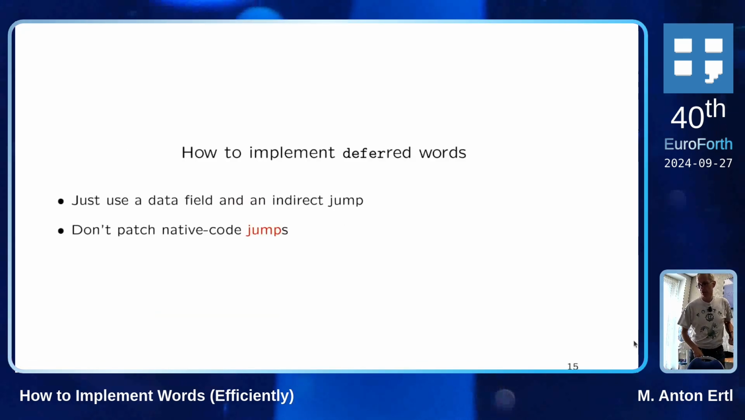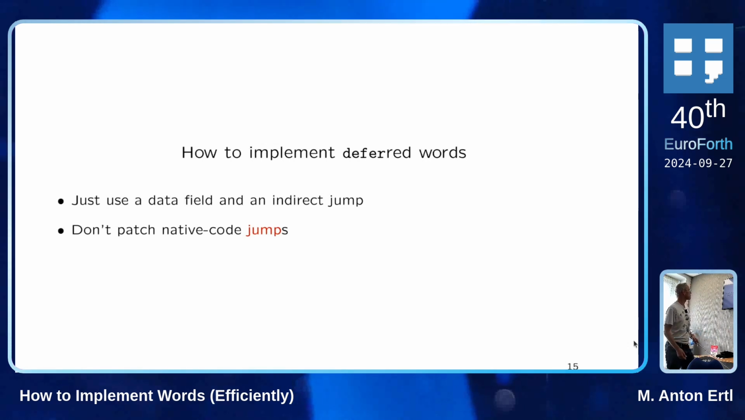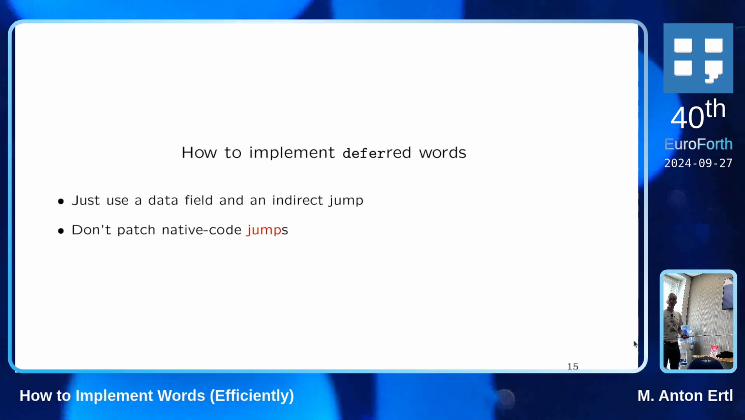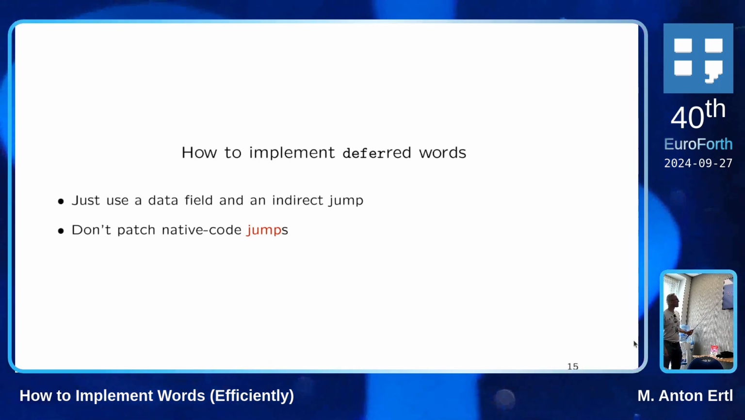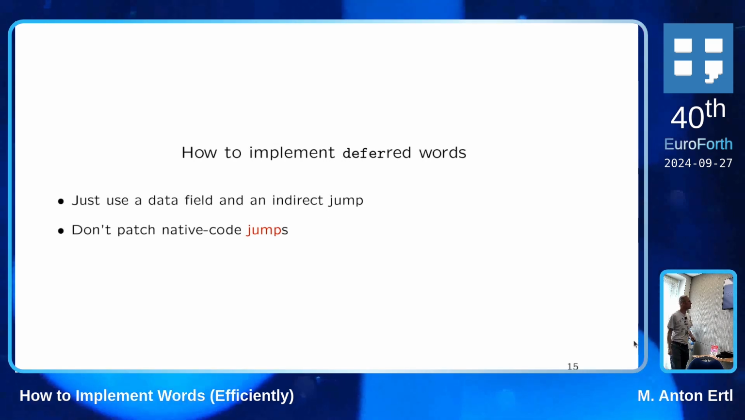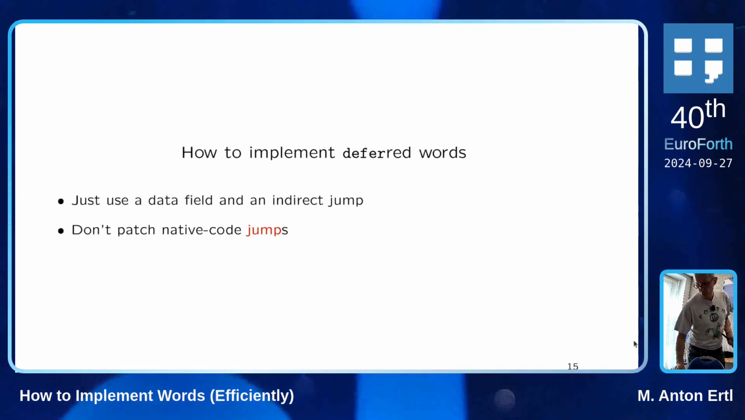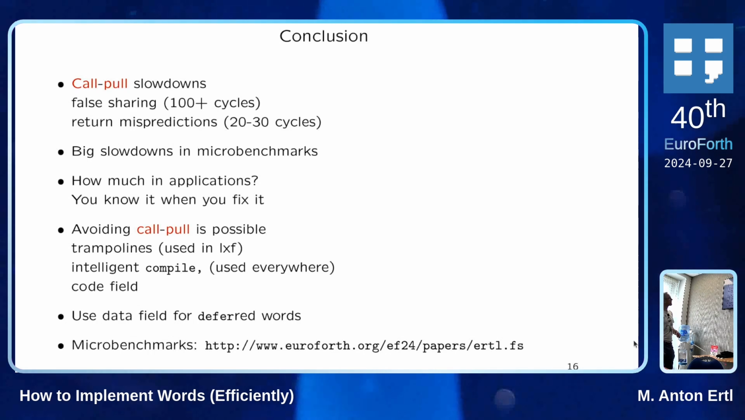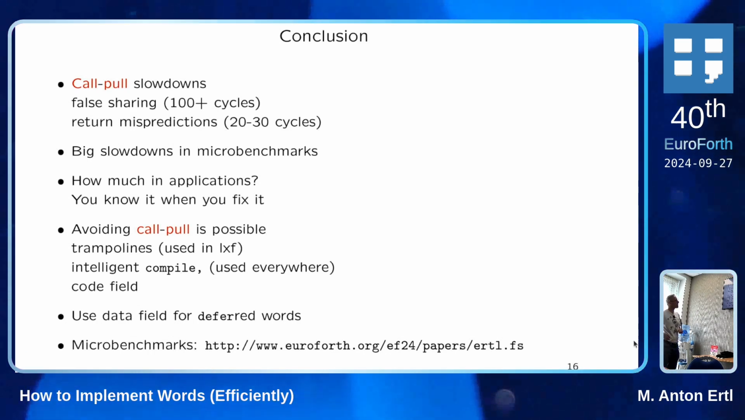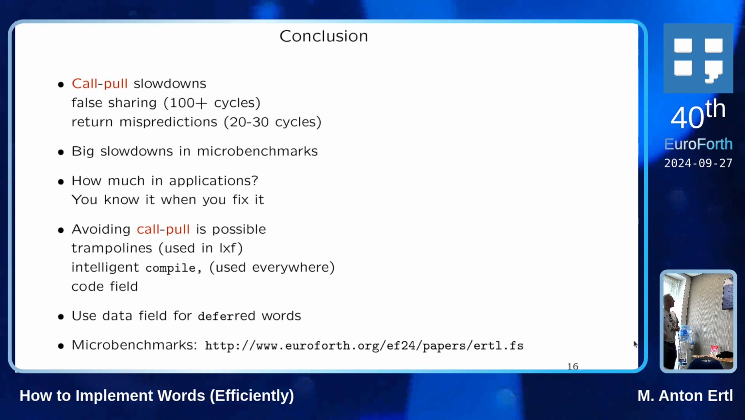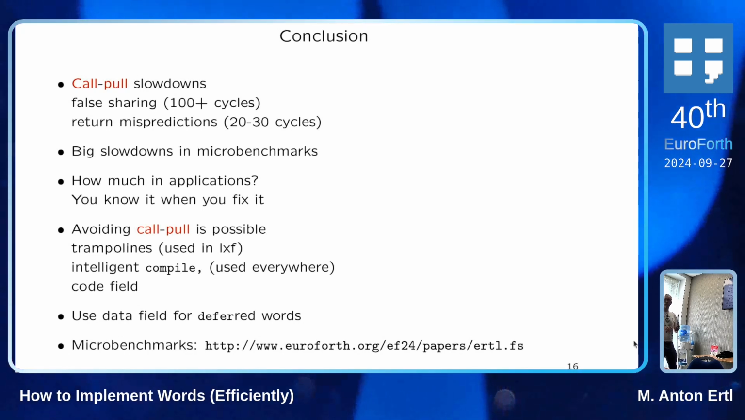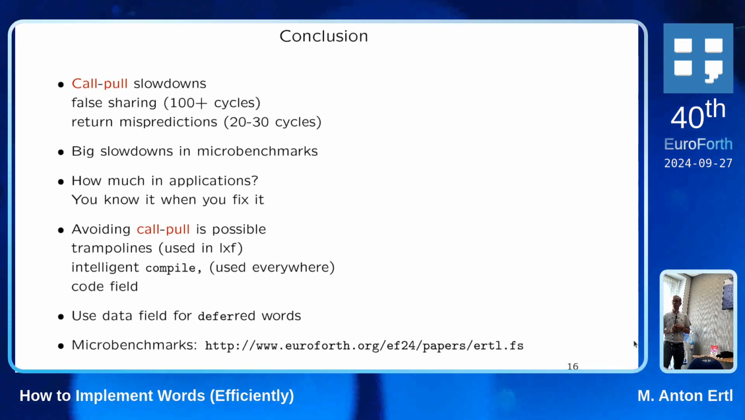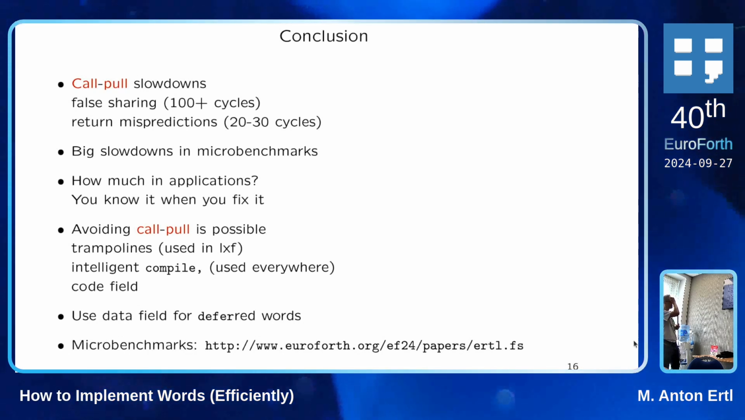So how to implement deferred words? Most of you do it right anyway, and Peter Feld has said he's going to do it right too. So just use a data field and an indirect jump, and don't patch native code jumps. In conclusion, we see slowdowns from call pull because of false sharing and because of return mispredictions. We see big slowdowns in microbenchmarks, varying. Basically most systems are affected in one way or another in these microbenchmarks.